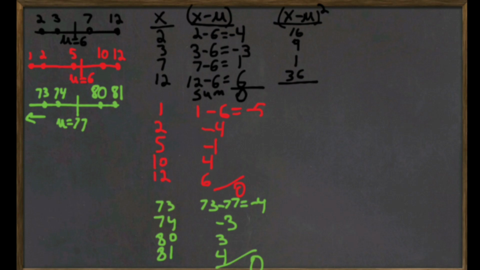Okay, and we can do the same for the red. Becomes 25. 16, -1 is 1, 4 is 16, and 6 is 36. Okay, and then lastly, we get 16, 9, 9, and 16. Okay, so now we can think about adding up, or what we're actually going to do is take the average.